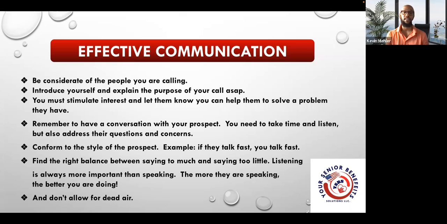And then don't allow for dead air. When you look up stuff on the computer for them and you're on the phone, or anything of that nature, you're keying something in, small talk. It is so important. I cannot stress enough how long 5 minutes seem if nobody's talking.